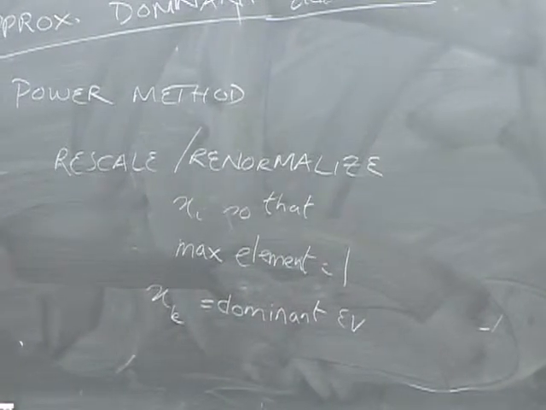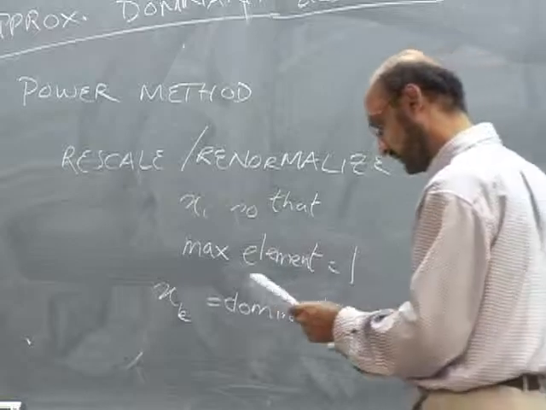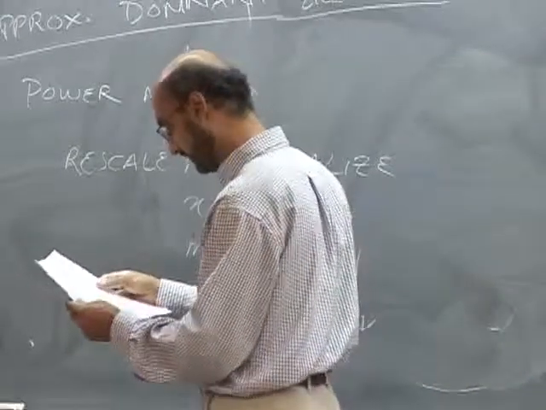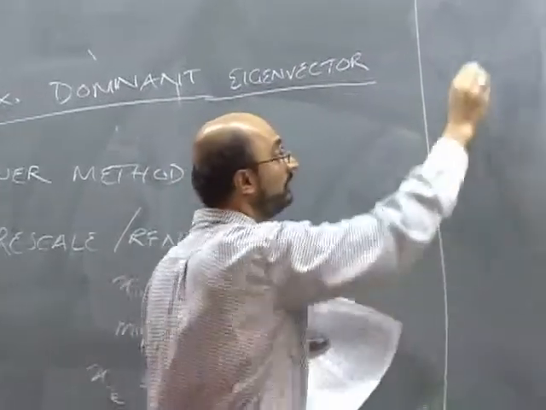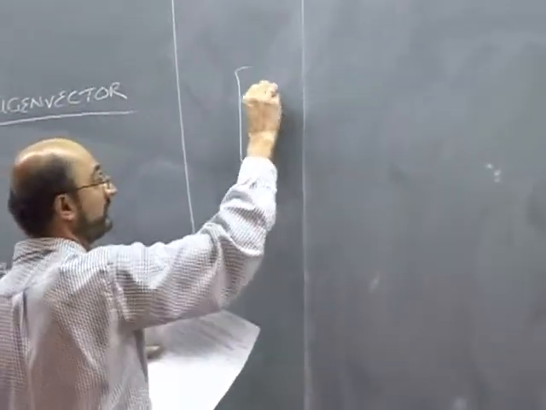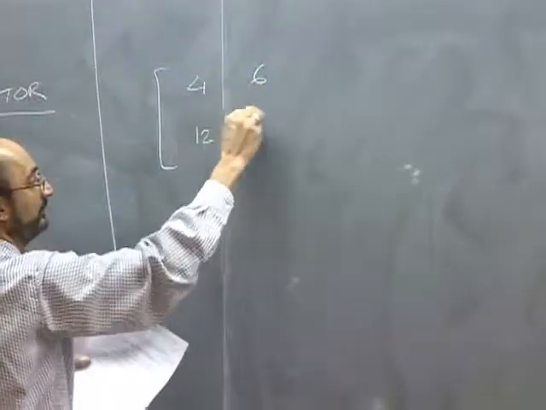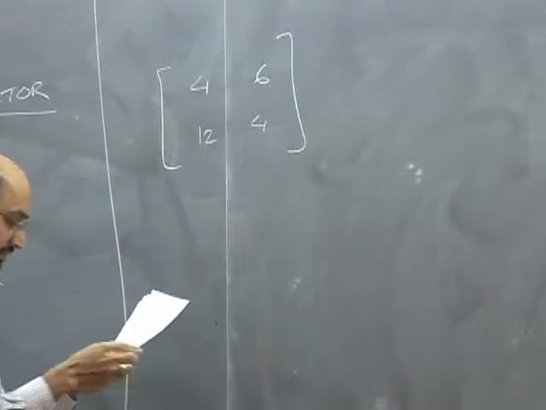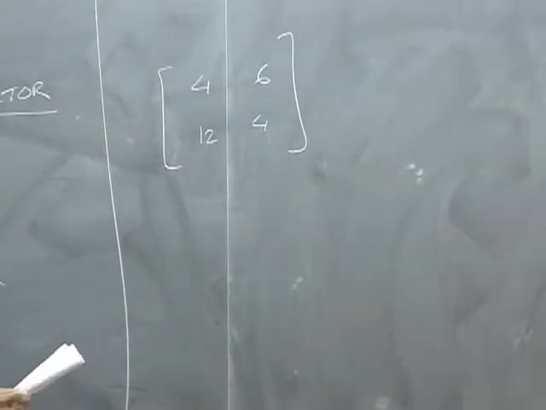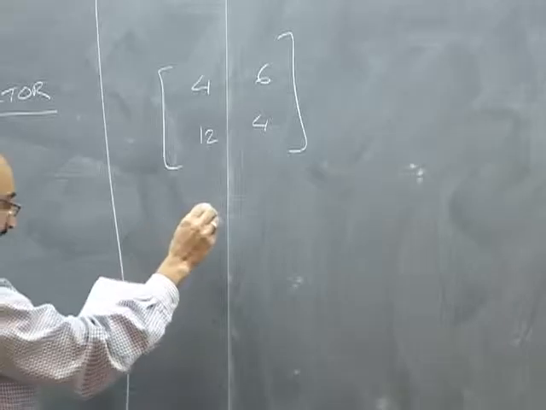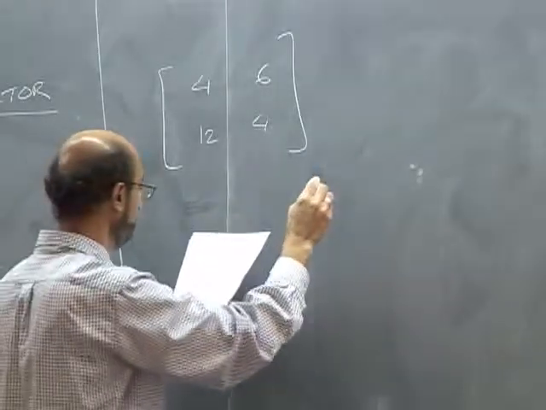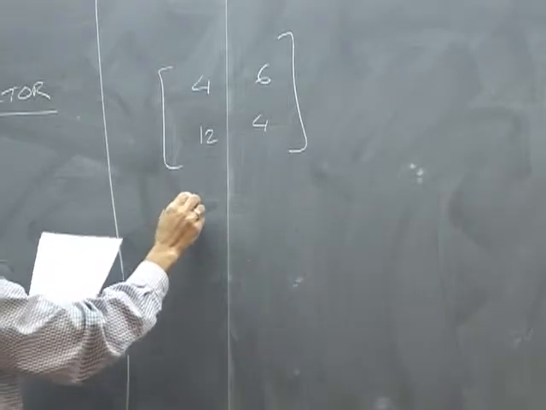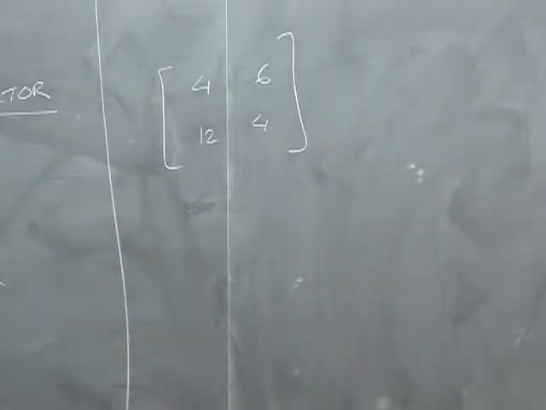I guess I didn't really ask for that in the homework, but I'll do an example showing that. So let's say we have the matrix 4, 6, 12, 4. Okay, and we're going to use the, okay. So, okay, I'm going to go back to the example 22.